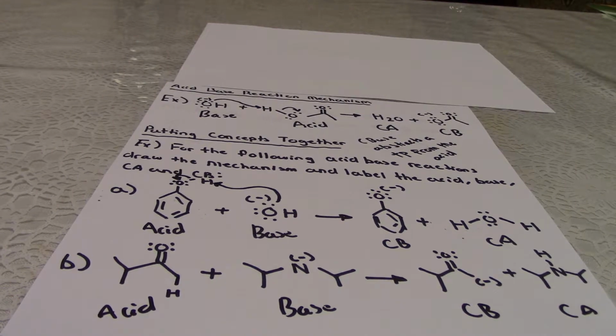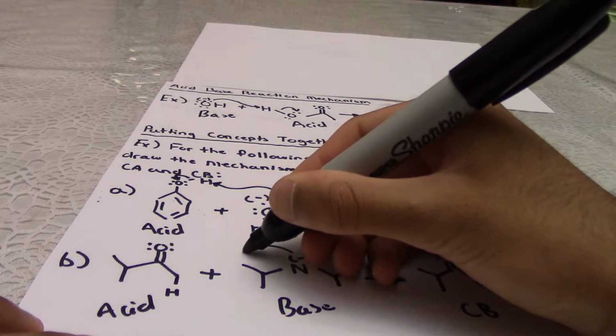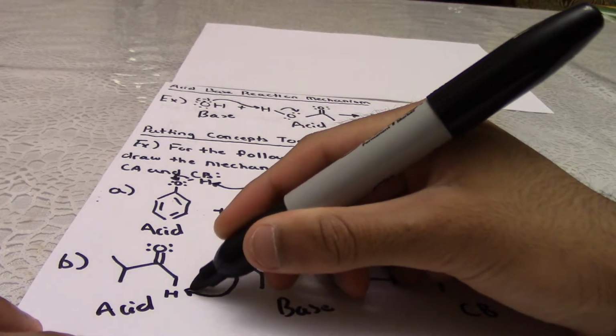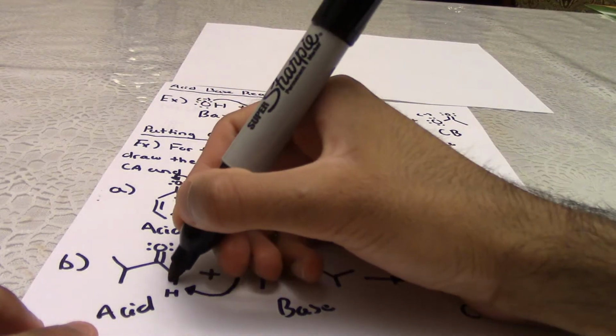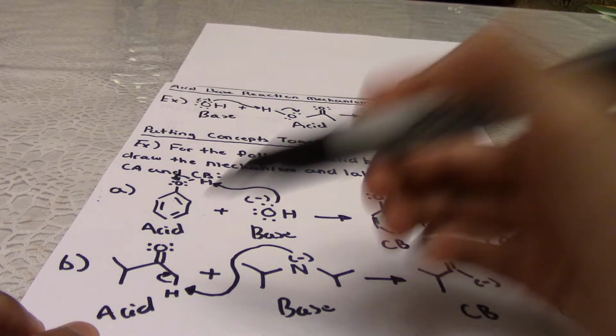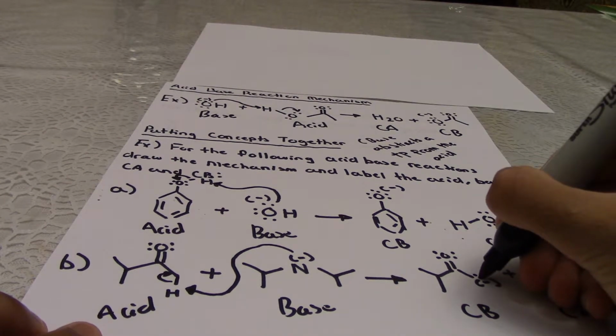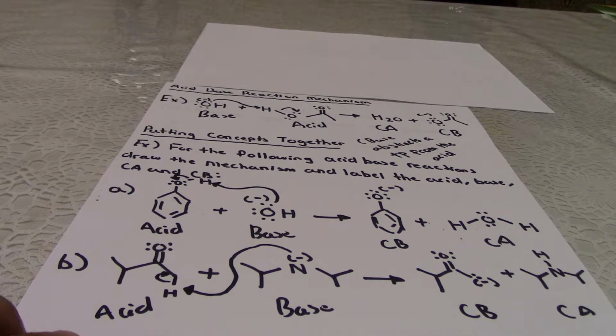Now the mechanism should be very simple and straightforward. So what this base is going to do is abstract a proton. So it's going to essentially deprotonate the acid. And now this is going to kick off over here. And once these electrons kick off over here, that's how we get that negative formal charge, because there's actually a lone pair now right over there that I guess wasn't being shown before.